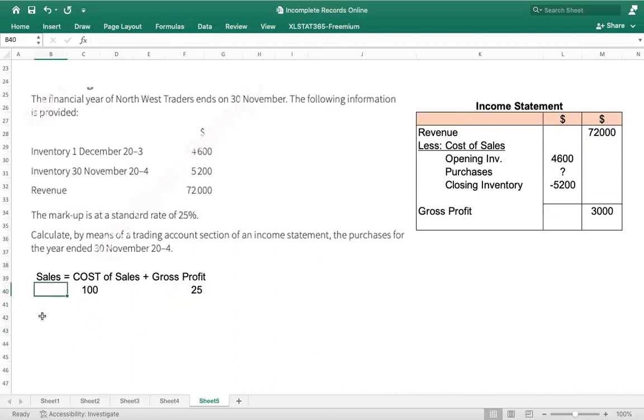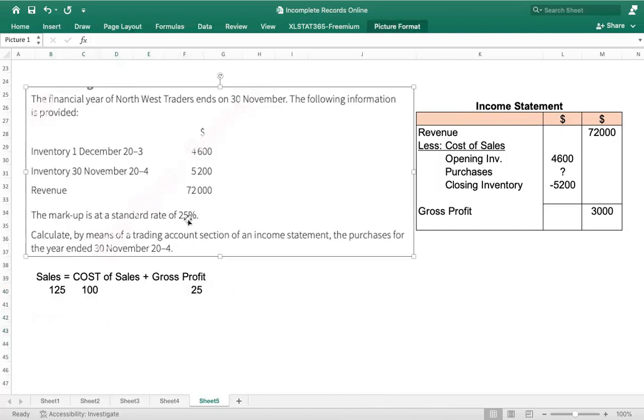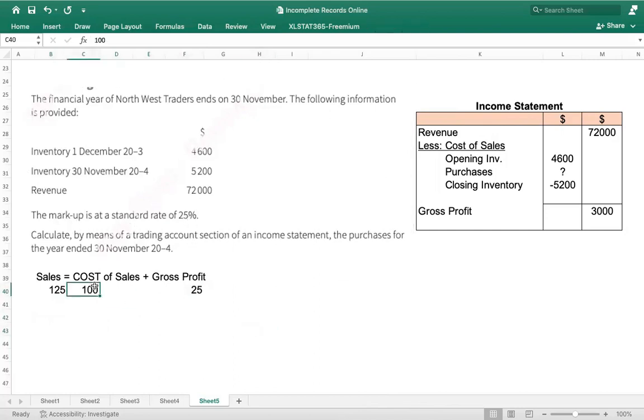Then can you tell me now what will be the sales? Then it will be 125. These are all estimated, assumed figures, right? This markup percentage is based on cost of sale that we don't know. So I assume that it is 100. So now 25% of this will be the gross profit. So gross profit is 25 and the sale will be 125.